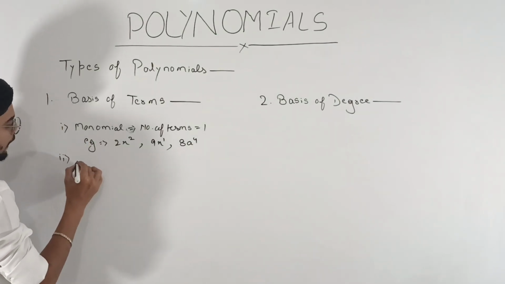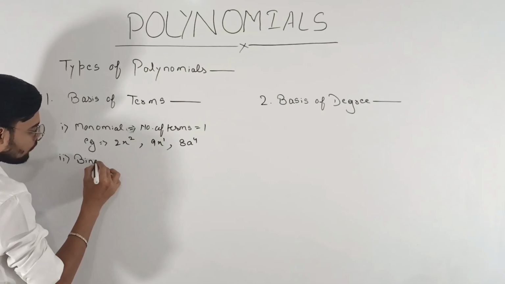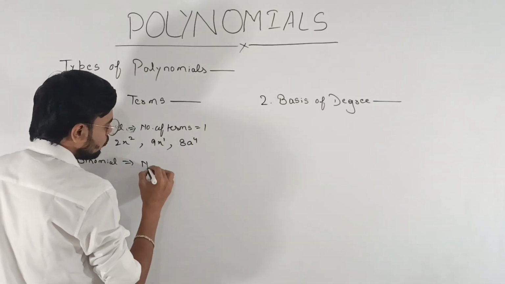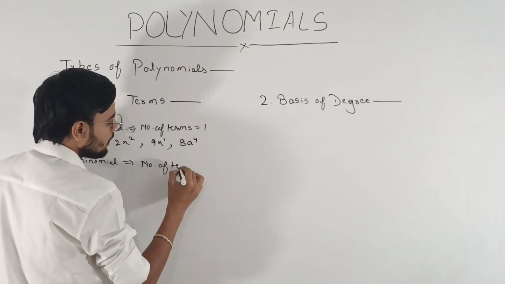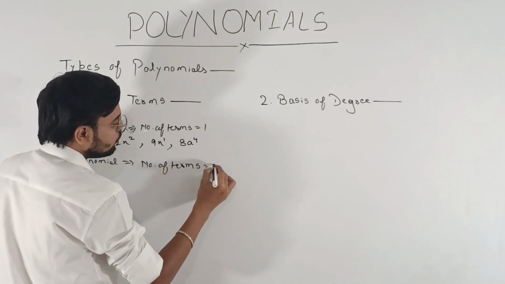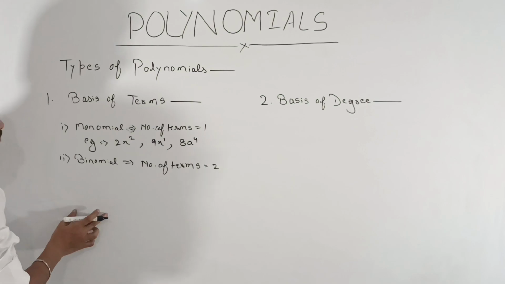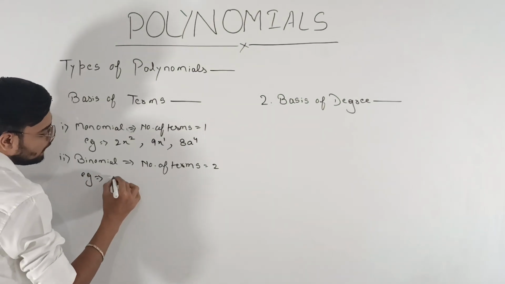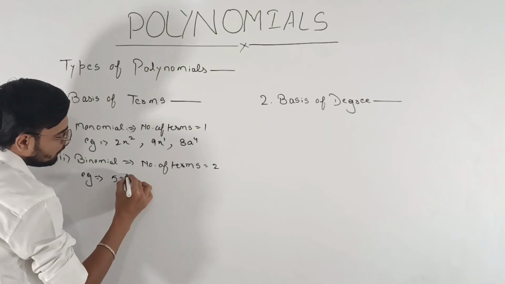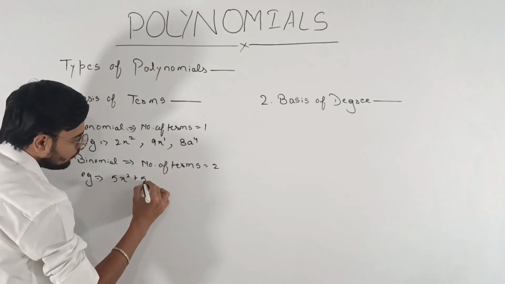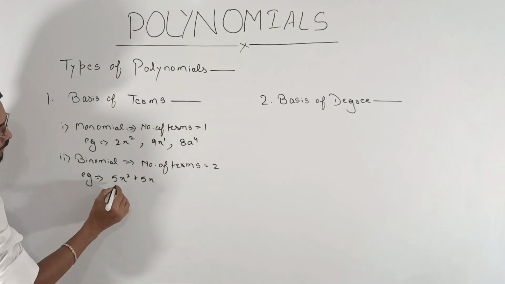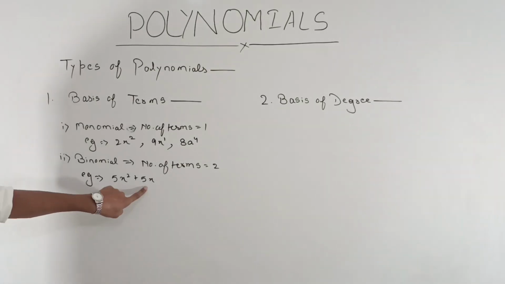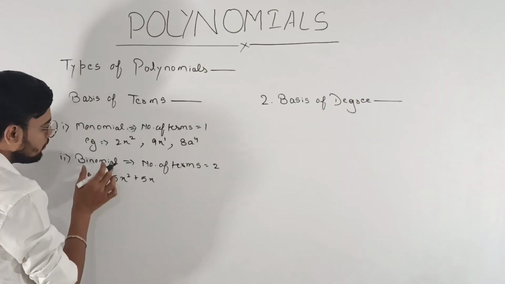Now second one is binomial. Binomial, when number of terms is equal to 2. When number of terms is equal to 2, then this polynomial is called binomial. Now look at this example. If the polynomial is like 5x to the power 2 plus 5x. Now look, this is first term 5x square and this is second term. Then there are two terms, first and second. Therefore, this polynomial is called binomial.